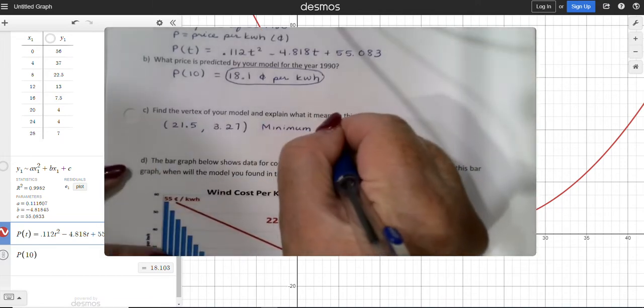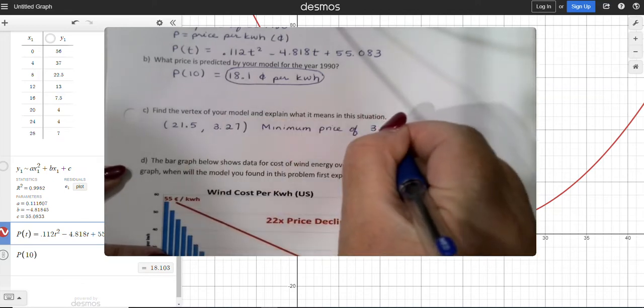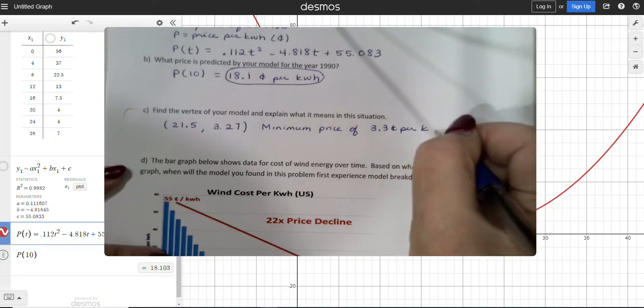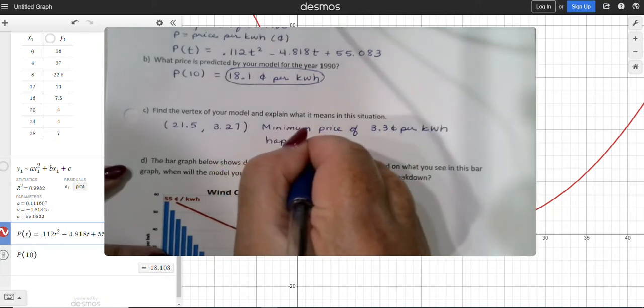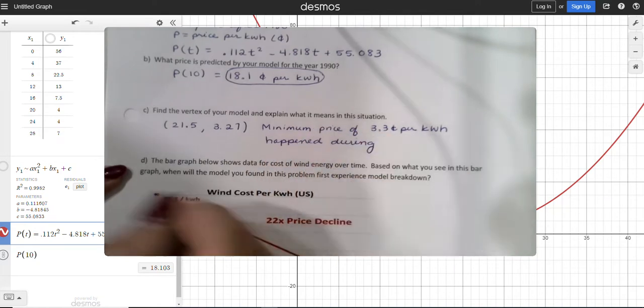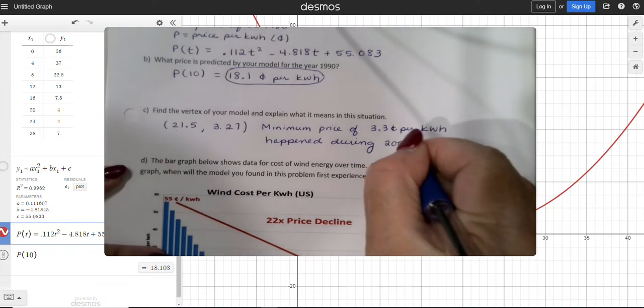So the minimum price of about 3.3 cents per kilowatt hour happened during the year, when you add this to 1980, the year 2001.